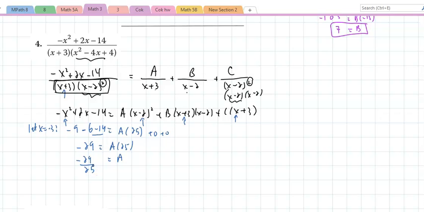Let me make sure. Oops, I messed up. Oh, no, I didn't. Let x equal negative 3. So negative 3 squared, that's 9, negative 3 minus 6 minus 20. Yeah, okay. So A happened to be negative 29 divided by 25. Okay, I could put that in there.